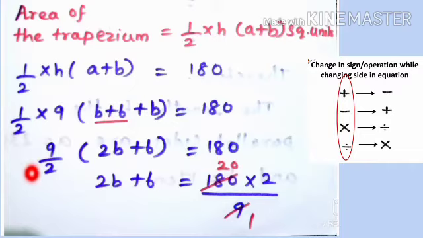And here this 9 by 2, when it crosses the equal to sign by transposition method, multiplication becomes division and division becomes multiplication. So 9 becomes 1 by 9 and 2 becomes 2. So that is 2B plus 6 is equal to 180 into 2 by 9. So 9 by 2 becomes 2 by 9 when it crosses the equal to sign. Now we are cancelling 180 by 9. So here it is 20 in the numerator and in the denominator it is 1. So 2B plus 6 is equal to 20 into 2, thus we get.